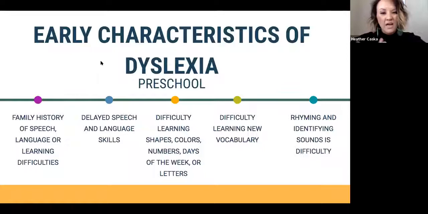But if you specifically ask about dyslexia, a lot of times you're going to get that answer that no, there is no family history of dyslexia. And we know that's often because it doesn't get diagnosed.